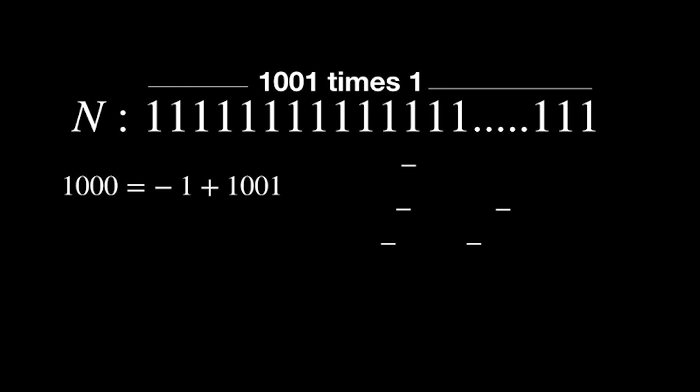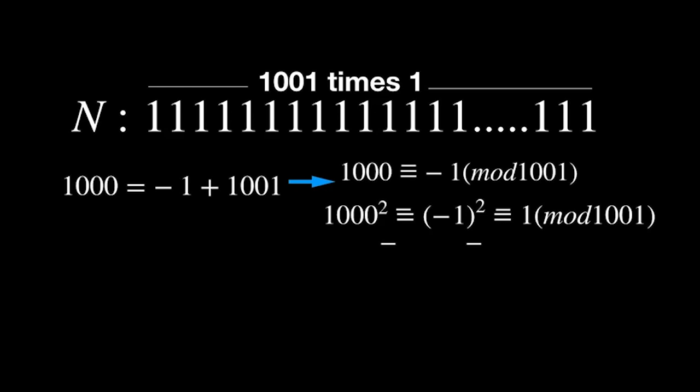So we can easily find out the remainder value of the number like this. We know 1000 equals -1 plus 1001, so 1000 is congruent to -1 modulo 1001, and 1000 squared gives (-1) squared, that is 1, and 1000 cubed gives (-1) cubed, that is -1. So in this way every even power of 1000 will give +1 and every odd power of 1000 will give -1.